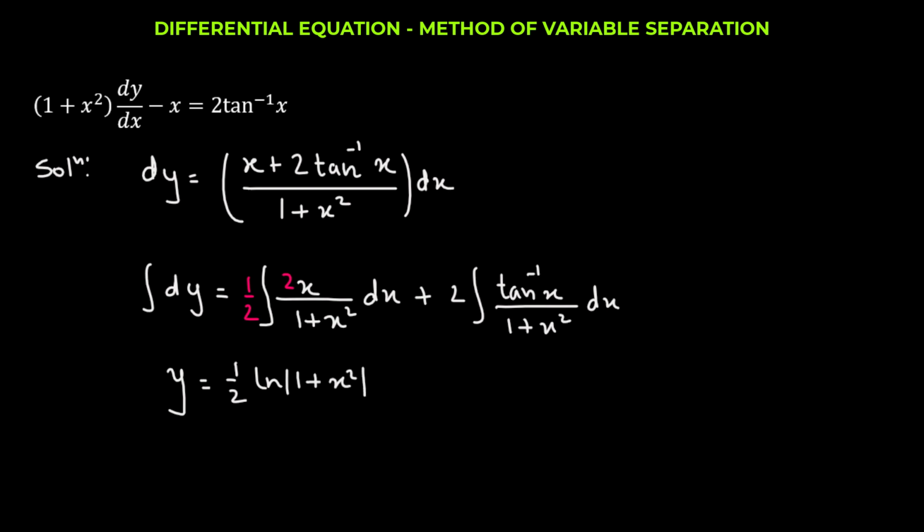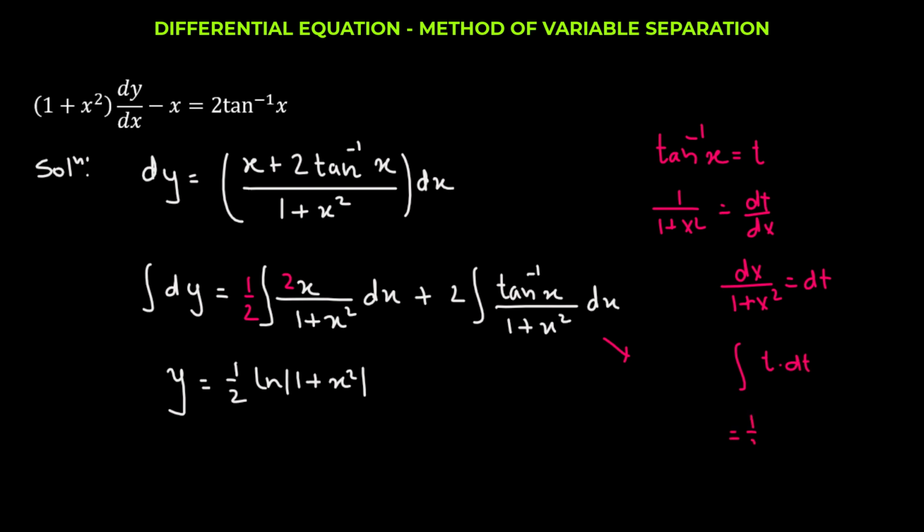Now for the second integral, which is tan⁻¹x dx over 1 + x², we're going to assume that tan⁻¹x is equal to t. Differentiating both sides gives us 1/(1 + x²), which is the derivative of the inverse tangent function, equal to dt/dx, or we get dx/(1 + x²) equal to dt, such that our integral is converted into ∫t dt. Integration of t with respect to t will be half t² plus the constant of integration c.